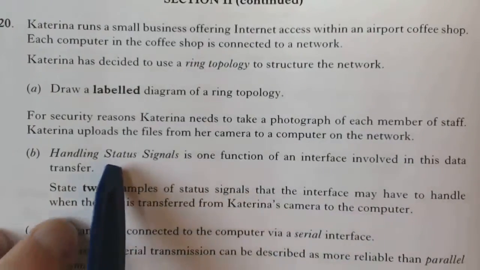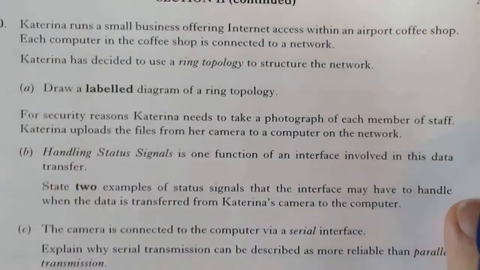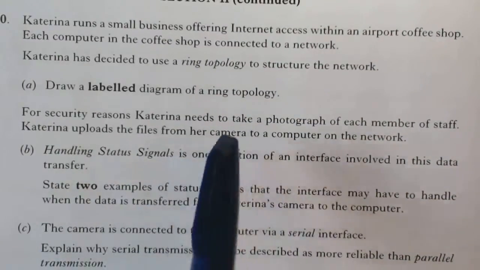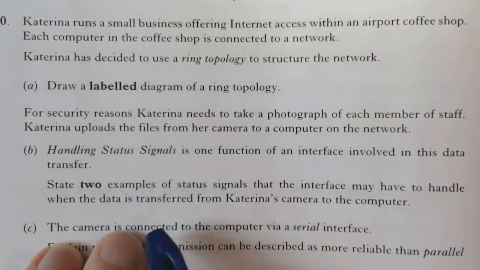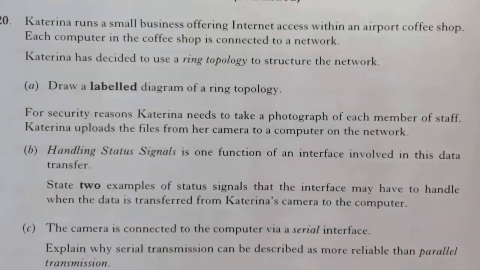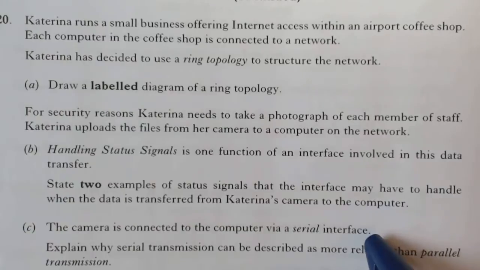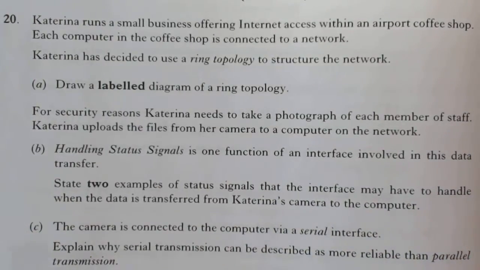Now, talking about handling data signals, okay, is one of the functions of the interface involved in data transfer. So what we've got is we've got a camera taking photographs, and then they're trying to just plug it into the computer. Okay, so obviously it has to be an interface. State two examples of status signals that the interface may have to handle when the data is transferred from the camera to the computer. Okay, so it's a number of things.